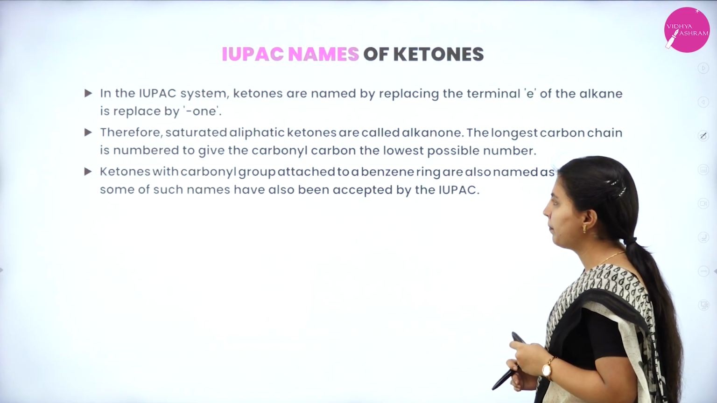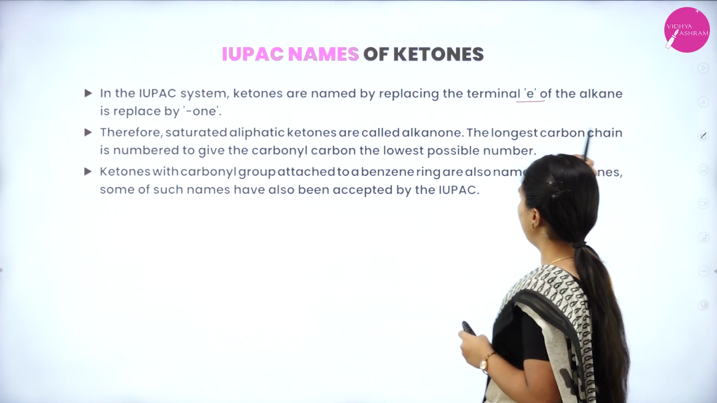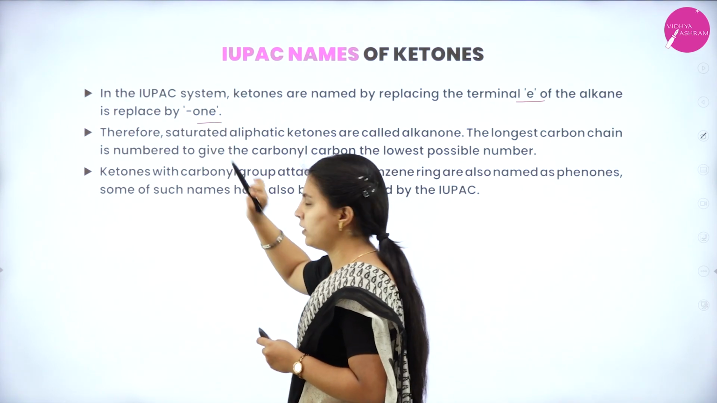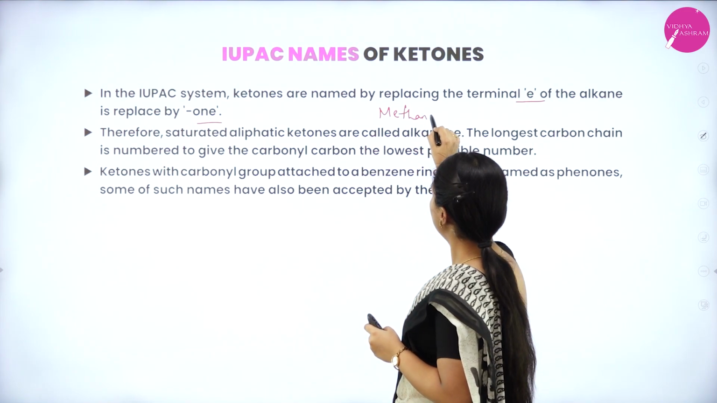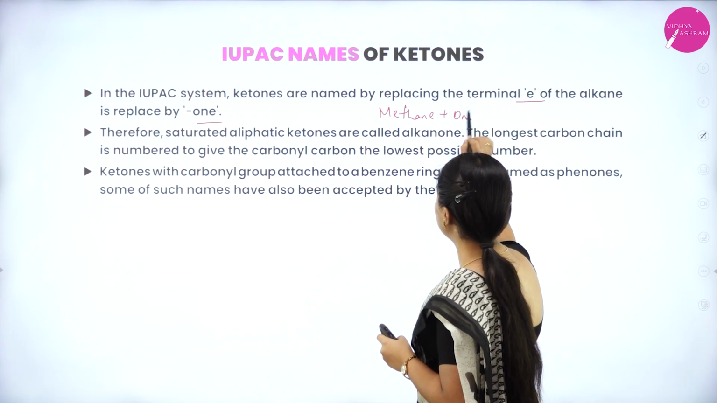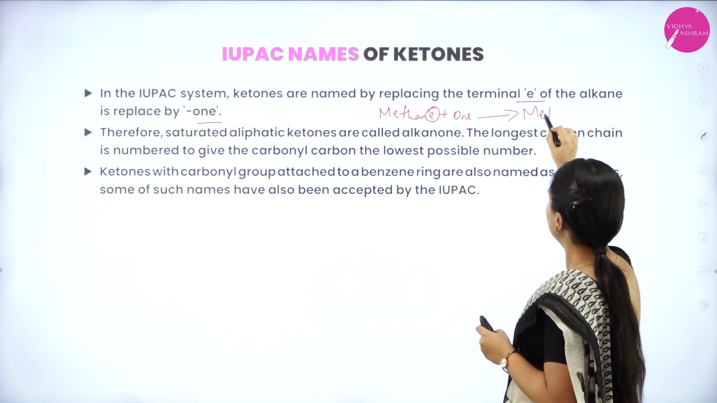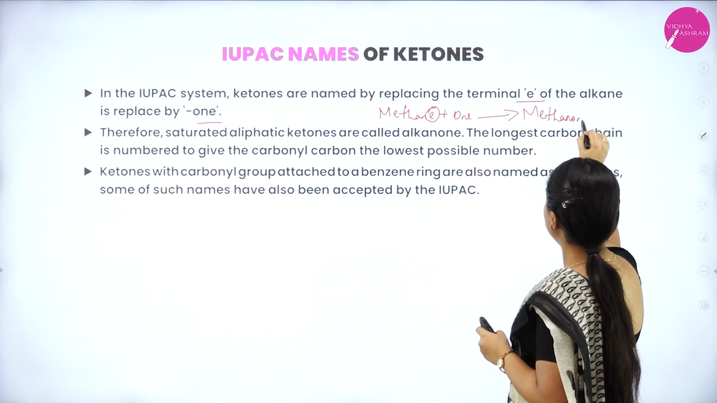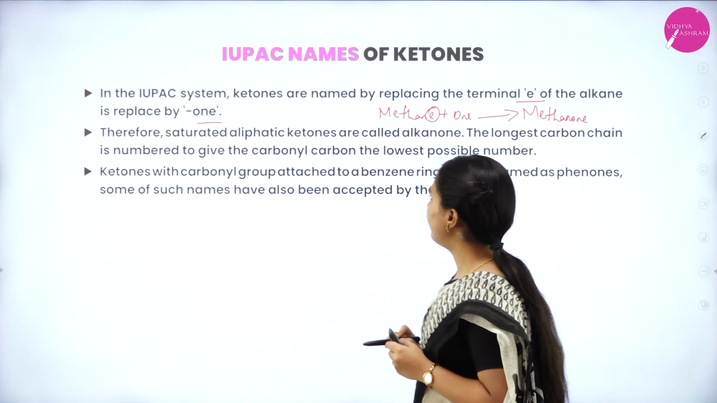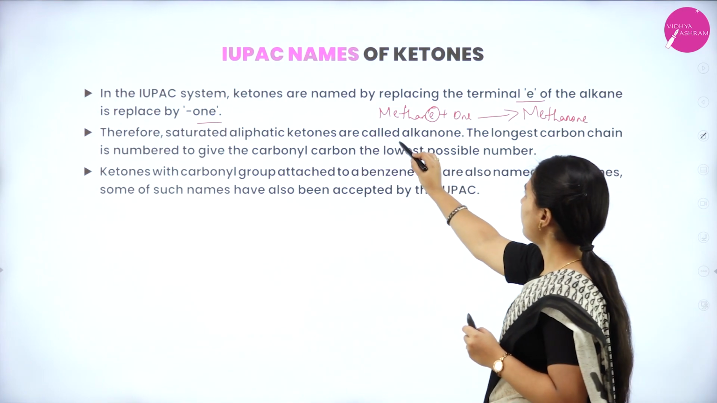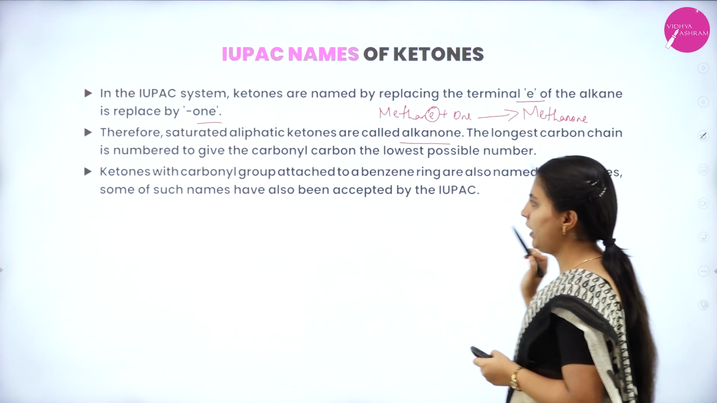Now for ketones. In the IUPAC system, ketones are named by replacing the terminal e of the alkane by -one. Same here: for methane plus one, that is a ketone functional group. This e should be removed and it will form methanone, which means that is a ketone functional group. Therefore, saturated aliphatic ketones are called alkanones. The longest carbon chain is numbered to give the carbonyl group the lowest possible number.